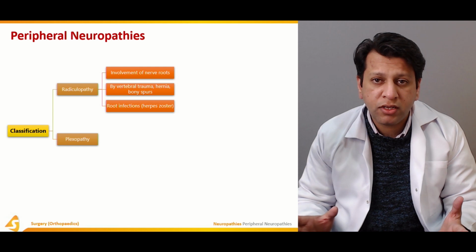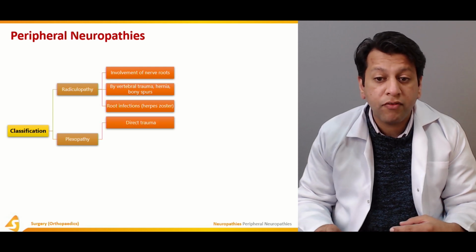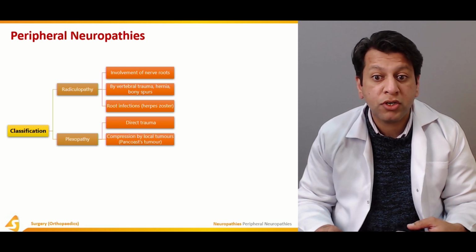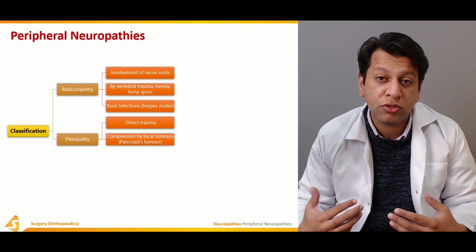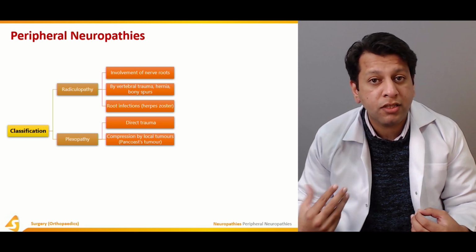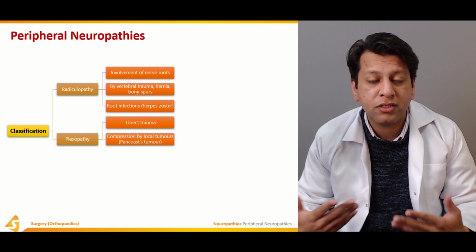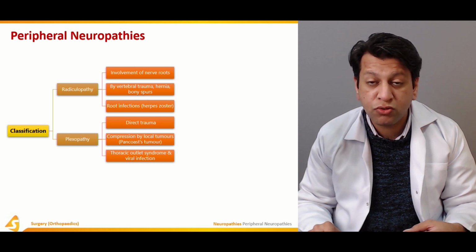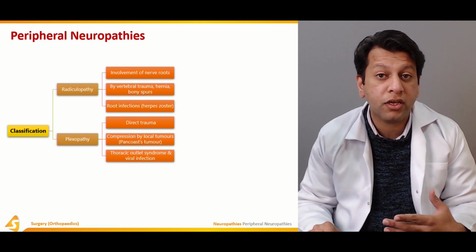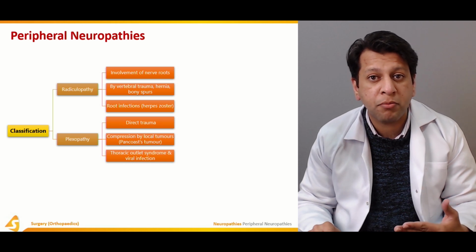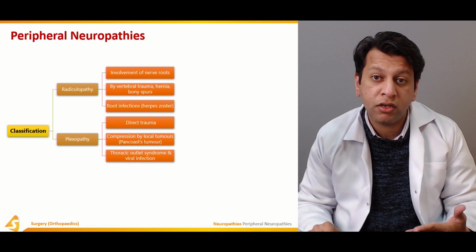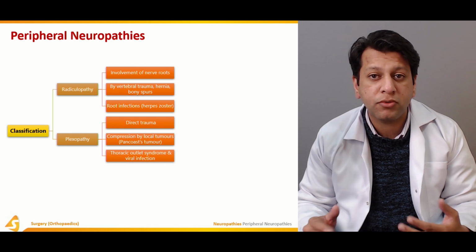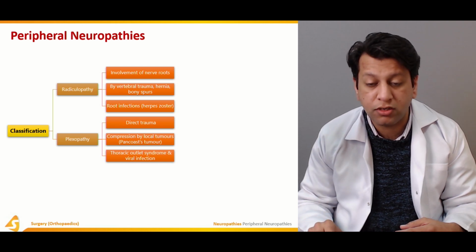Then there is plexopathy, which is, for example, due to trauma to the peripheral nerve. It could be by compression from local tumors, for example, Pancoast tumors, especially tumors of the upper lobe of the lung. They cause local compression of the brachial plexus, leading to brachial plexopathy. It could be due to thoracic outlet syndrome, in which there is an associated cervical rib, which compresses the specific nerve roots, especially the ulnar nerve, which is exiting out of the brachial plexus, resulting in classical symptoms relating to ulnar nerve neuropathy or thoracic outlet syndrome.